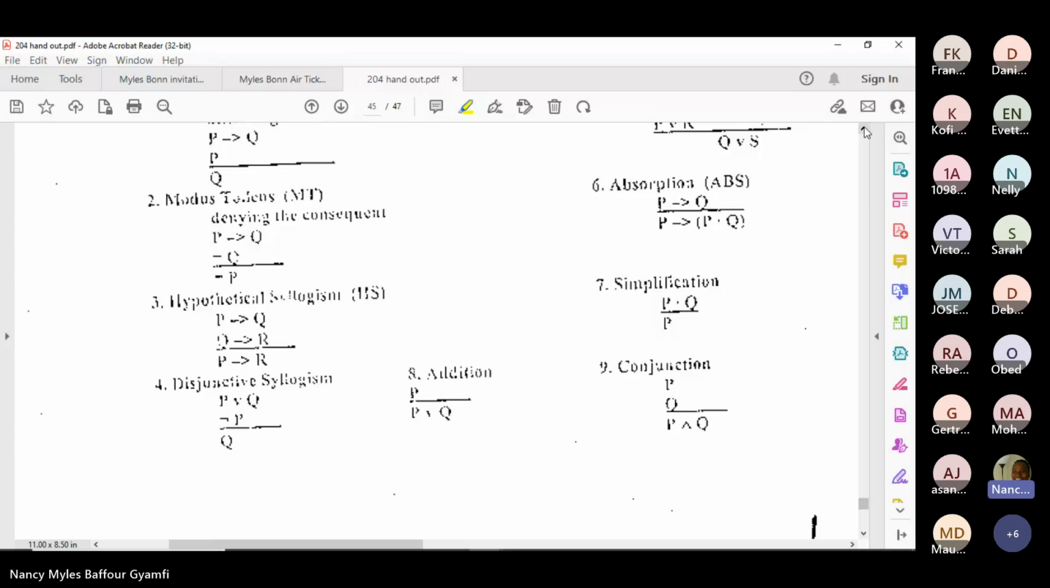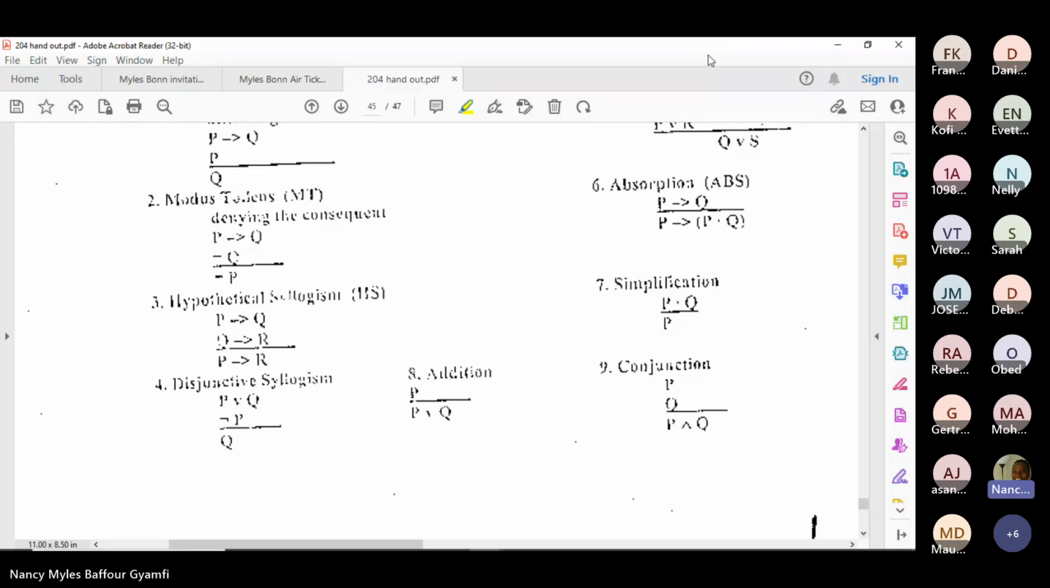Look at addition, also very easy. That's how you learn. You learn the simple ones, then you have something in your basket. When you finish, then you go and engage absorption and constructive dilemma. Okay, now modus ponens, tollens, hypothetical and disjunctive syllogism. Those four were from critical thinking.